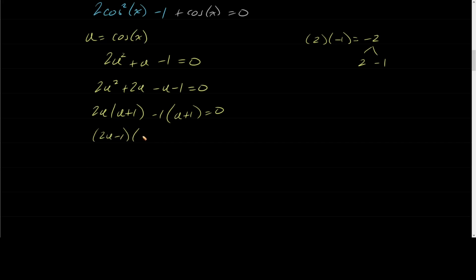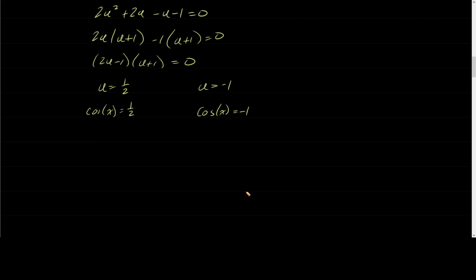So I end up with 2u minus 1 times u plus 1 is equal to 0, giving us that either u is equal to 1/2 or u is equal to negative 1. But then we know the problem is not about u. It was about cosine x. So what we need to do here is say cosine of x is equal to 1/2 or cosine of x is equal to negative 1. And at that point, we go to the unit circle.